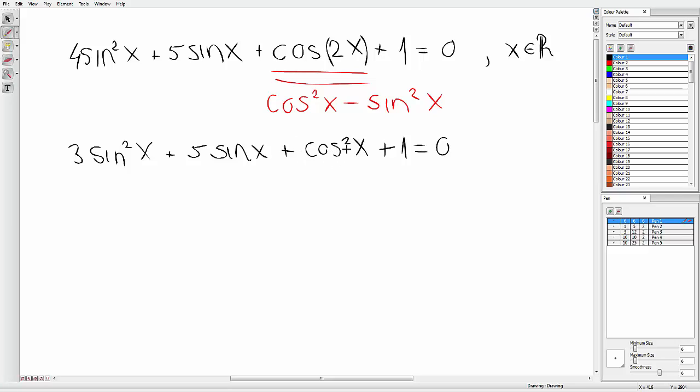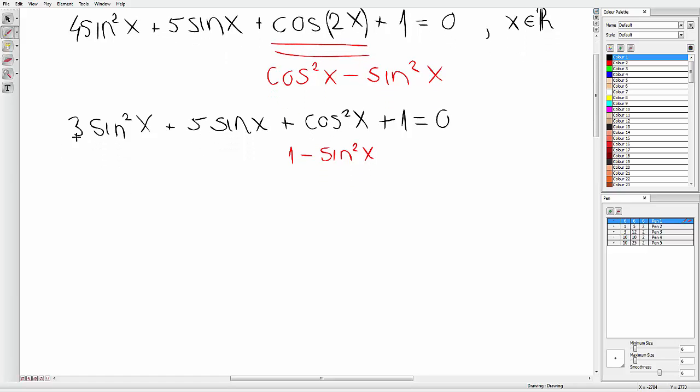So let's turn this guy into sine x. And how can we do that? Well, we know that cosine squared x plus sine squared x is equal to 1. So cosine squared x is equal to 1 minus sine squared x. Okay, and now let's copy the whole equation.